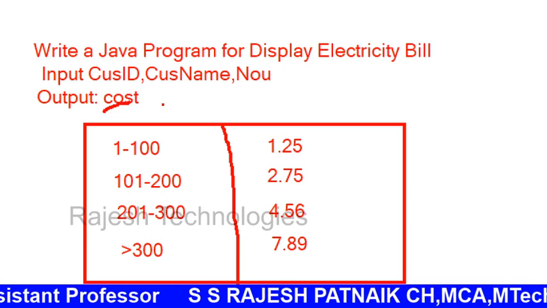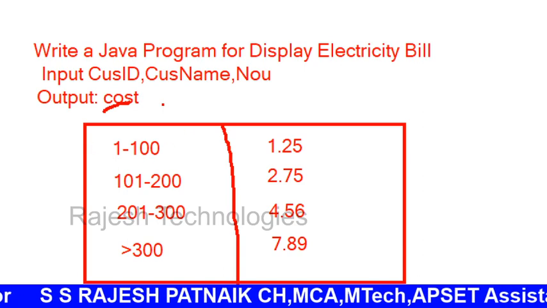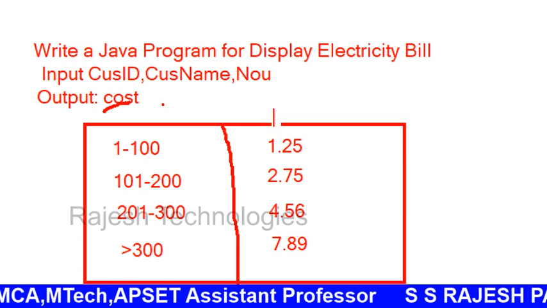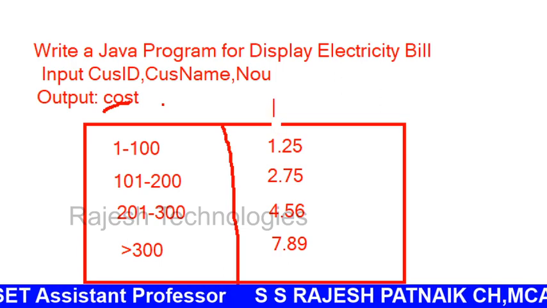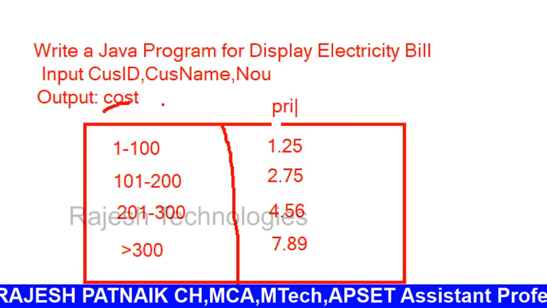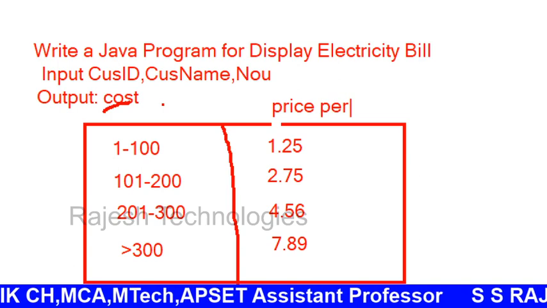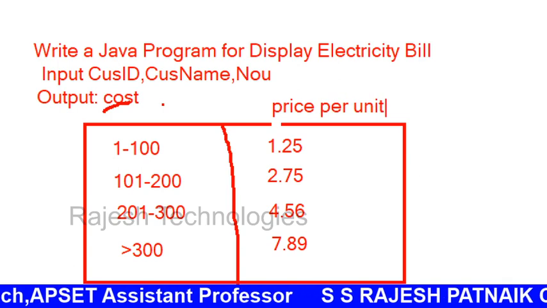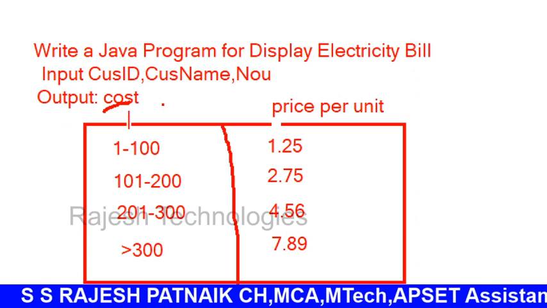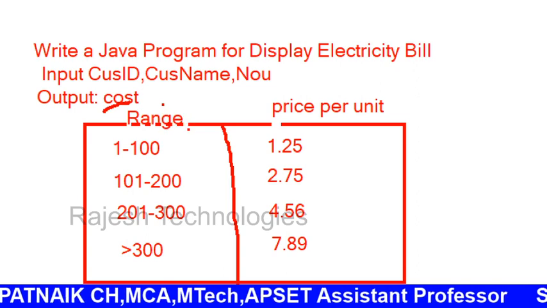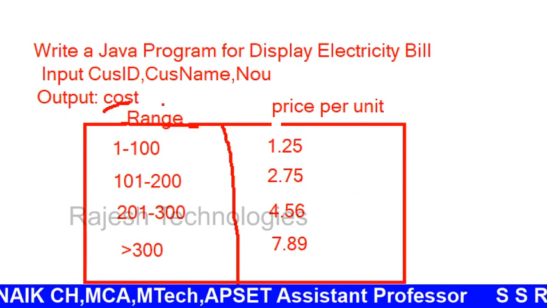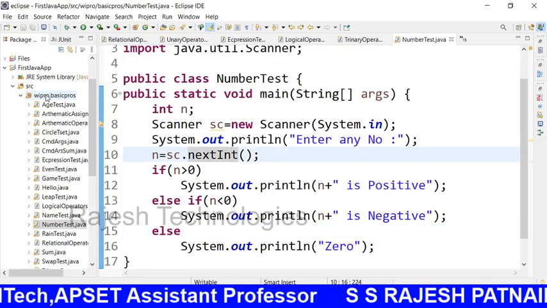So calculate the cost based on this particular range of units. It is the unit price, I will write price per unit. This is the range. Now let us try the same program in Java. This is an electricity bill.